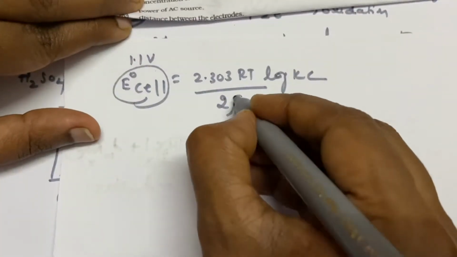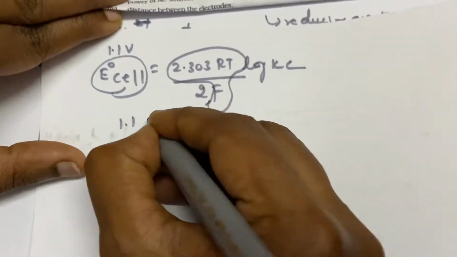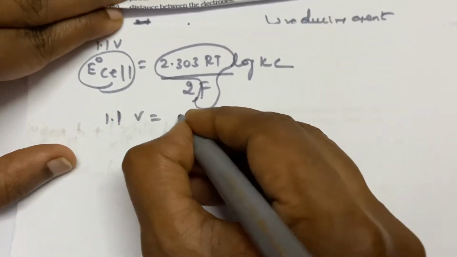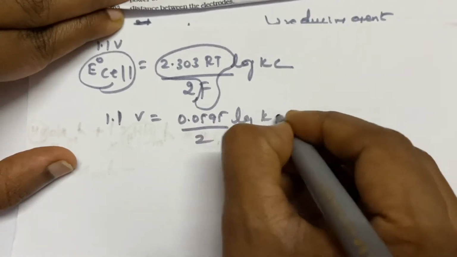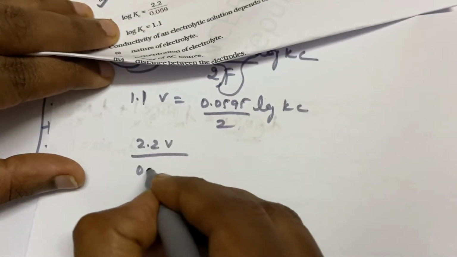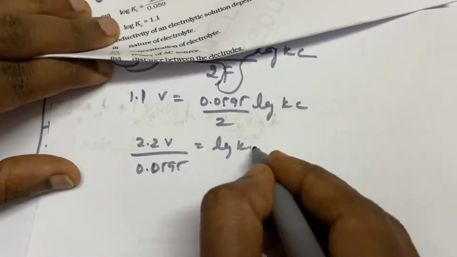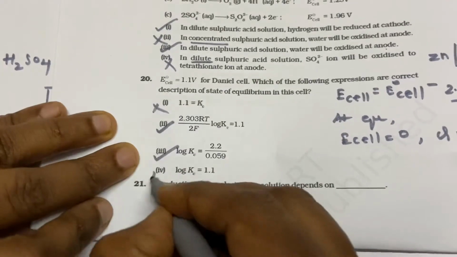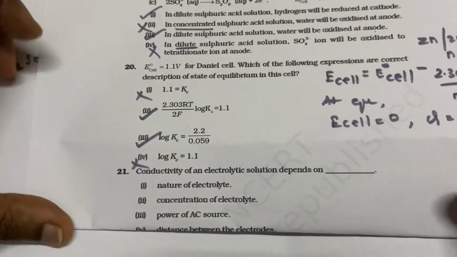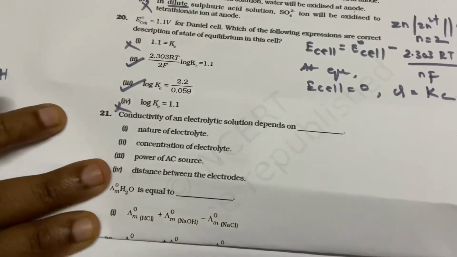You know that these are all constants, and if I substitute that constant, Kc. So when it goes here, 2.2 volt divided by 0.95 equal to log Kc. So this is also a correct option. The rest are wrong.